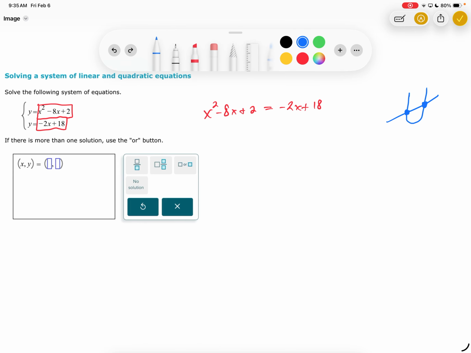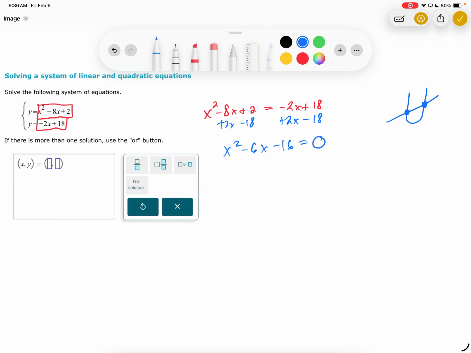All right, so you got an x squared and an x. Anytime you have an x squared and an x, you got to think factoring. So I want to set it equal to 0 by adding 2x and subtracting 18 from both sides. So I get x squared minus 6x minus 16. There's nothing left on this side, so I write 0.